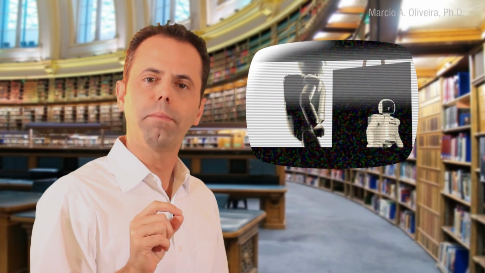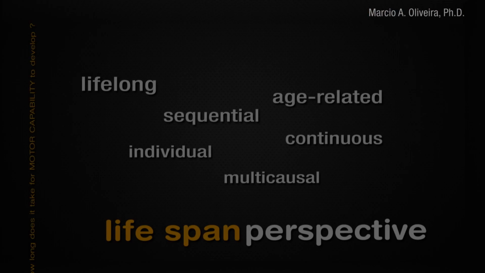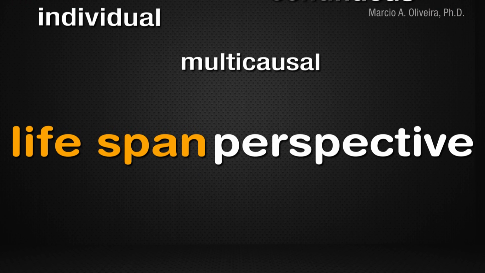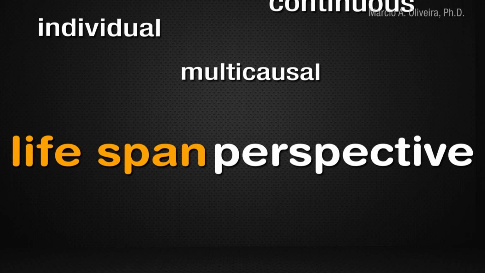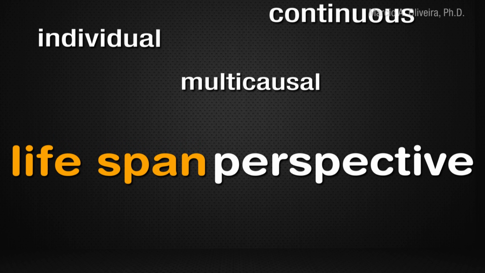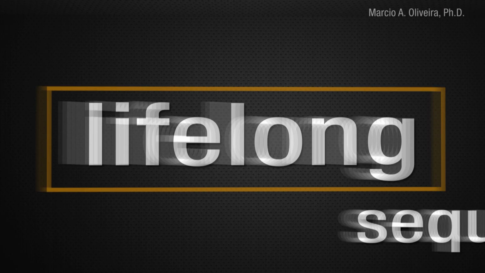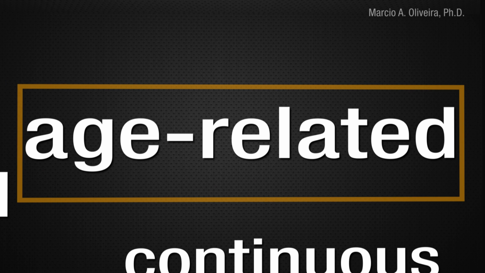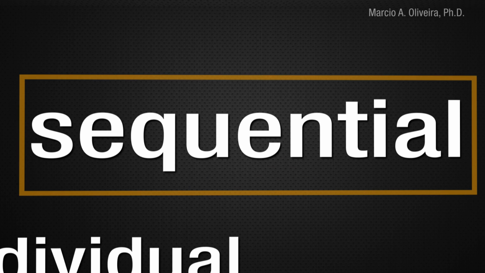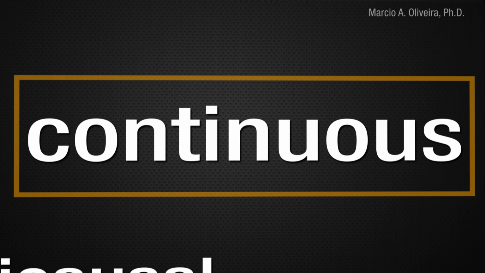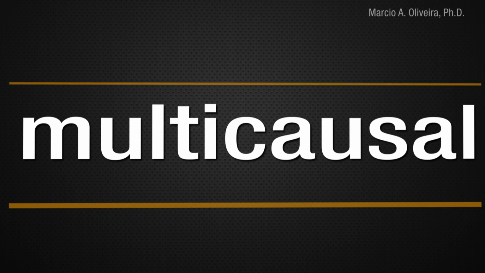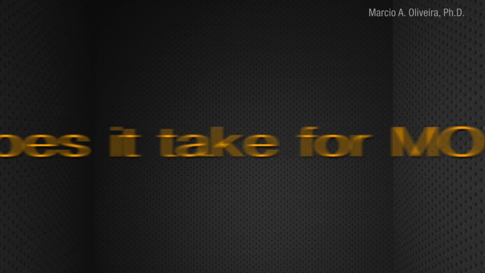As you could see, walking is not a trivial motor action. It is in fact a very complex and daunting task, especially if you wish to replicate it in robots. But what are the main characteristics of the lifespan perspective? In lifespan perspective of motor development, it is a process that is lifelong, age-related but not age-determined, sequential, continuous or cumulative, individual, and multicausal. But how long does it take for motor capability to develop?